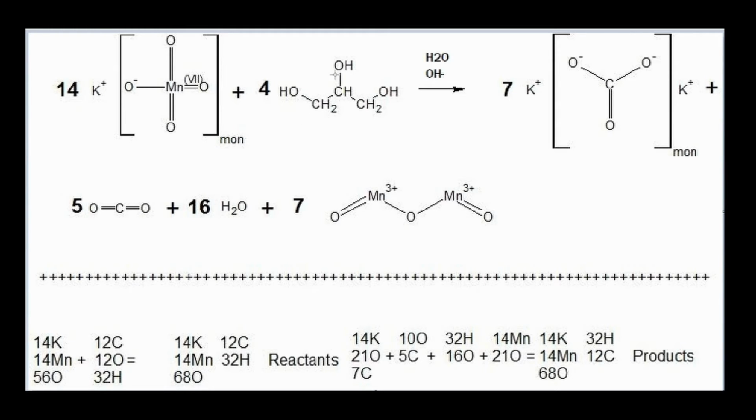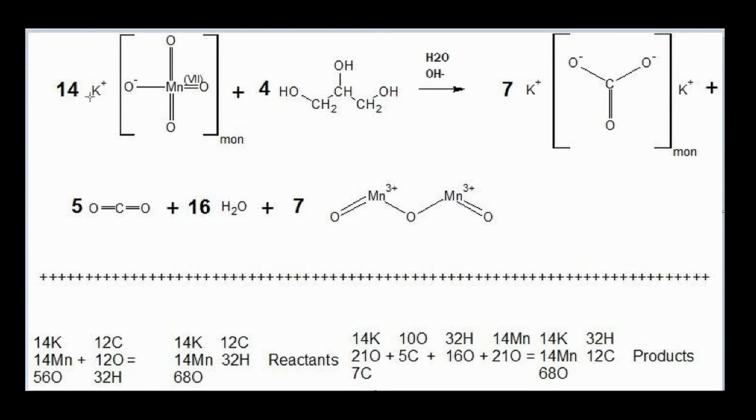Where your energy comes from is by oxidizing the alcohols on the outside here. That's where the energy comes from. So you need to make sure that you completely oxidize as many of these as you can. To do so, that means you need to have a surplus amount of the potassium permanganate.